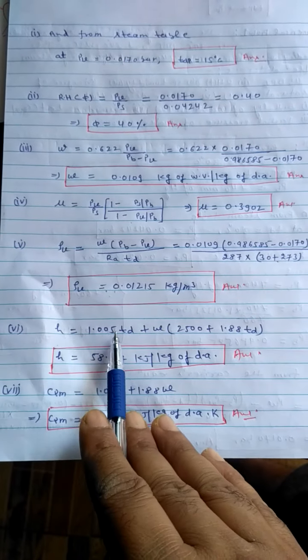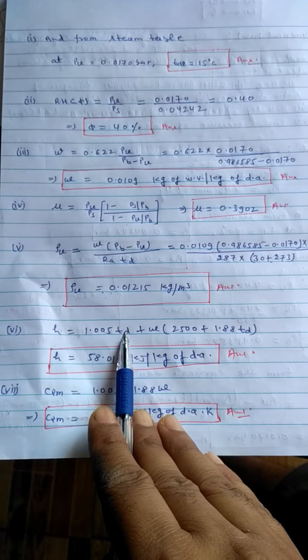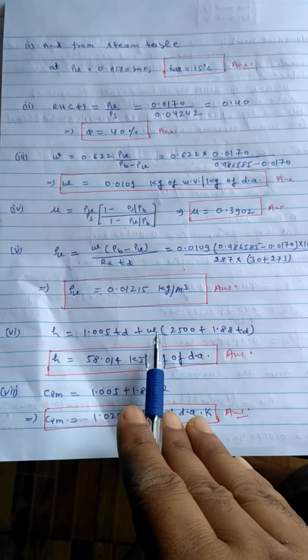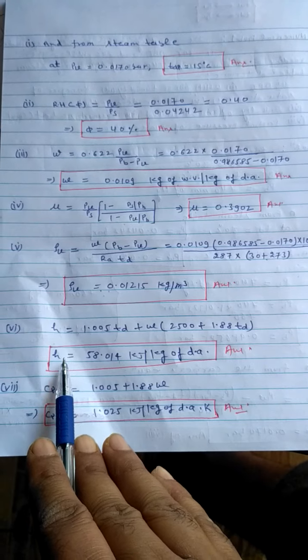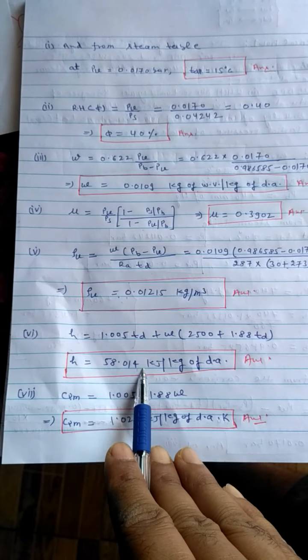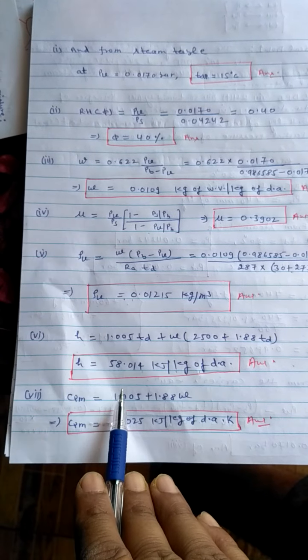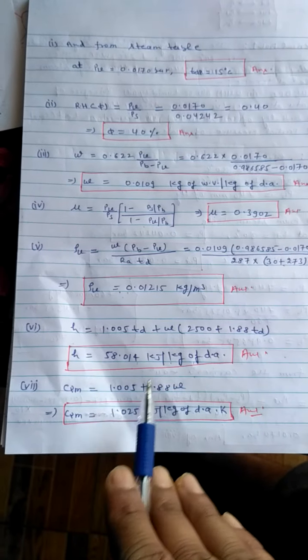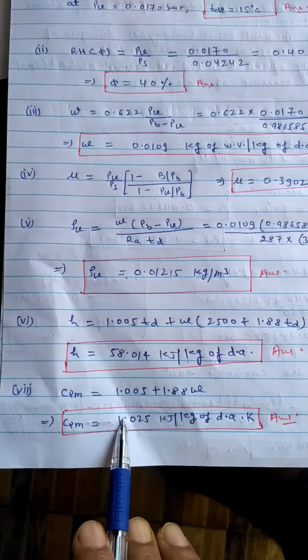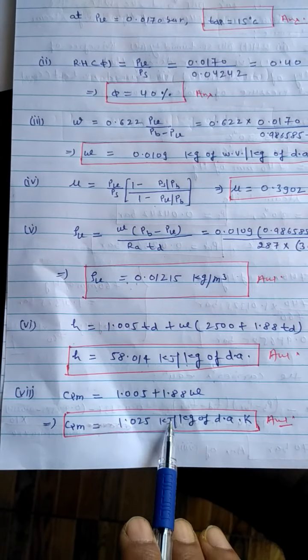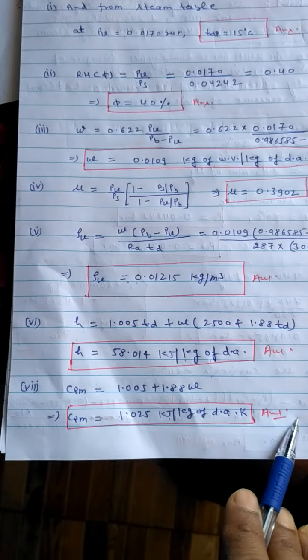And the enthalpy of moist air is this. Put all these values, temperature in degree centigrade, and specific humidity, we get the enthalpy 58.014 kilojoule per kg of dry air. And the humid specific heat is this. Put the value of omega, we have CPM 1.025 kilojoule per kg of dry air Kelvin.